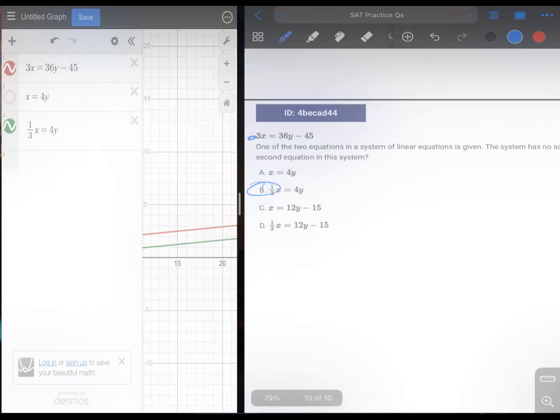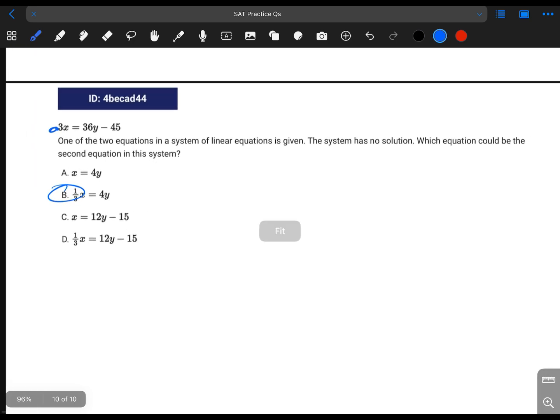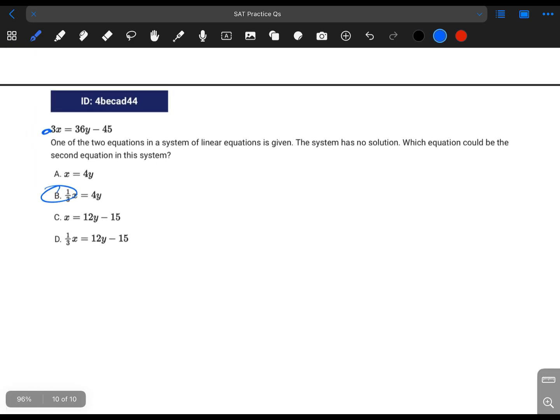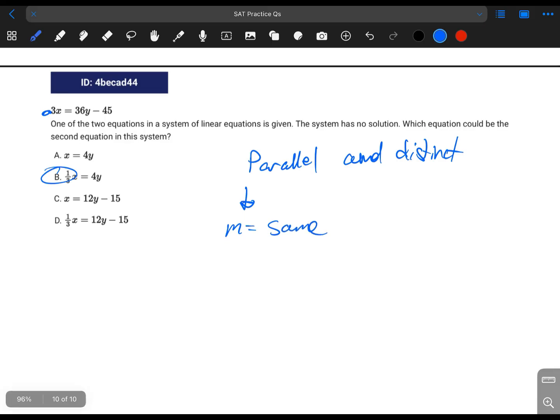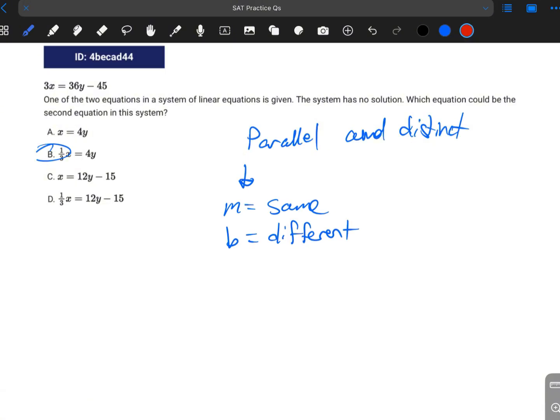And if you did not want to use Desmos, the way you can solve this is by saying that two lines will not have a solution if they are parallel to one another and distinct. And so what does that mean? That means that the slopes have to be the same, and the y-intercepts have to be different. So we can make sure that our answer choice follows that logic.